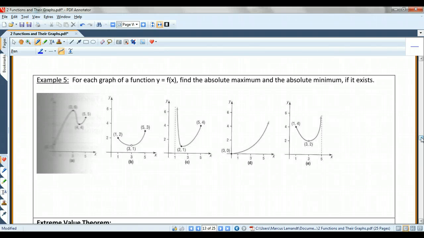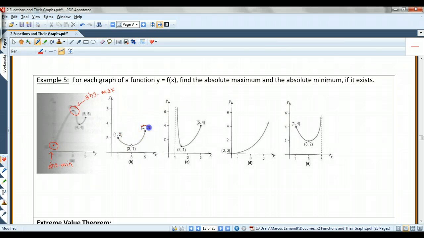Let's do an example. For each graph of a function y equals f of x, find the absolute maximum and the absolute minimum if it exists. Alright, so for this one, I'm just going to go ahead and circle the absolute maximum minimums. This here is the absolute maximum. And you can tell because it is the highest point on the whole graph. This would be a local minimum, but this point here is the absolute minimum. Hopefully you guys can see that.